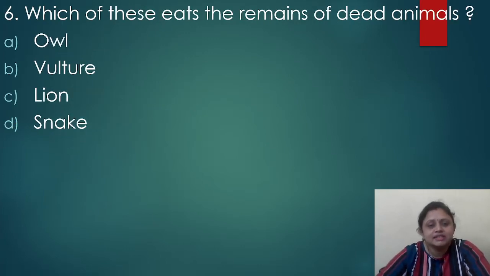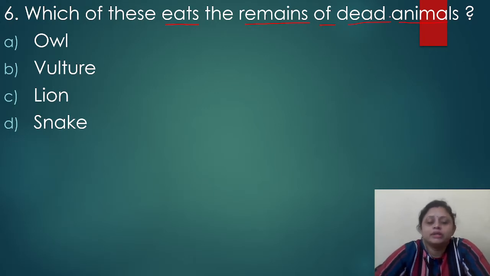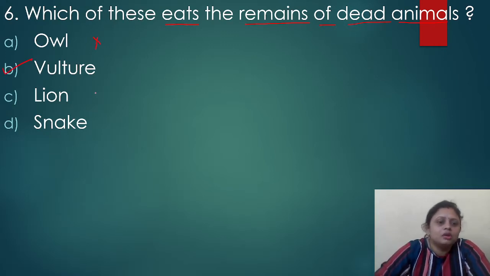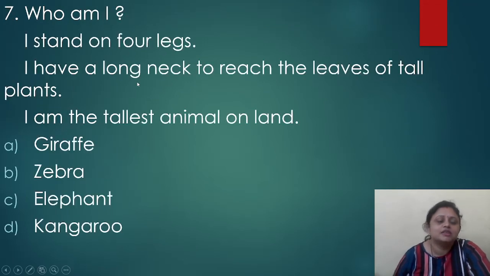Which of these eats the remains of dead animals? So, in the options, option A, owl. B, vulture. C, lion. D, snake. So, what will be the answer? Yes. Can you say? It is the vulture, right? So vulture, it eats the remains of the dead animals. Owl, lion, snake, they do not eat the remains of dead animals. Got it? Yes. Next is, who am I?